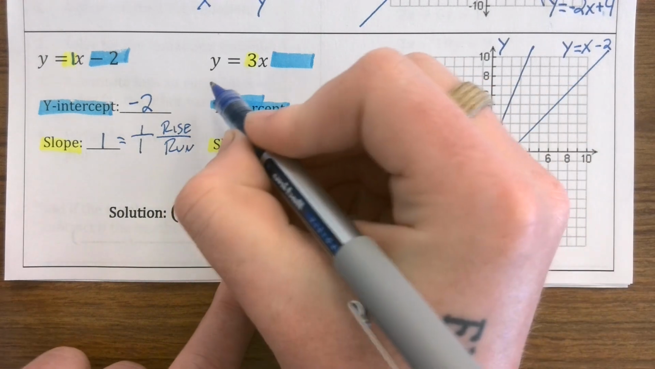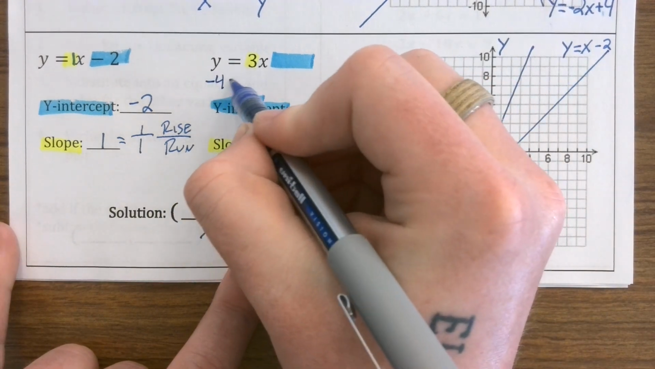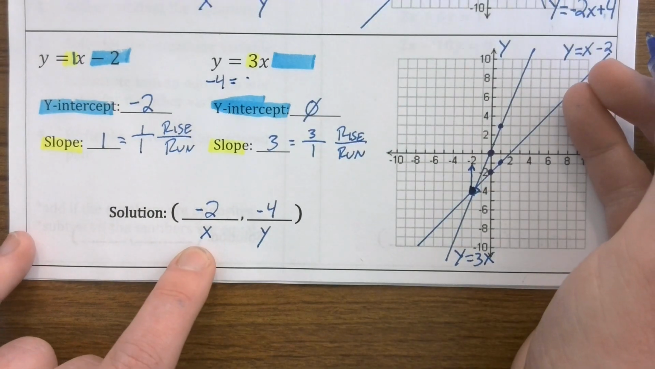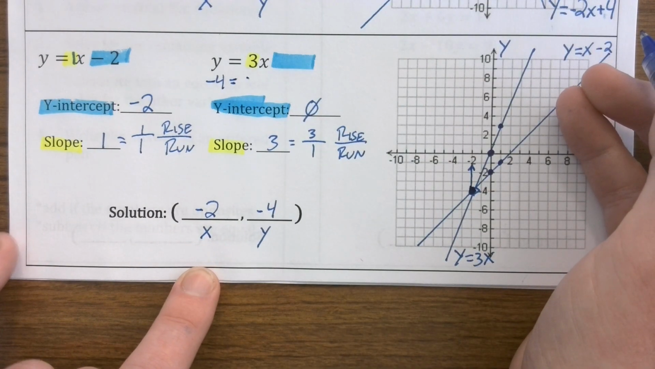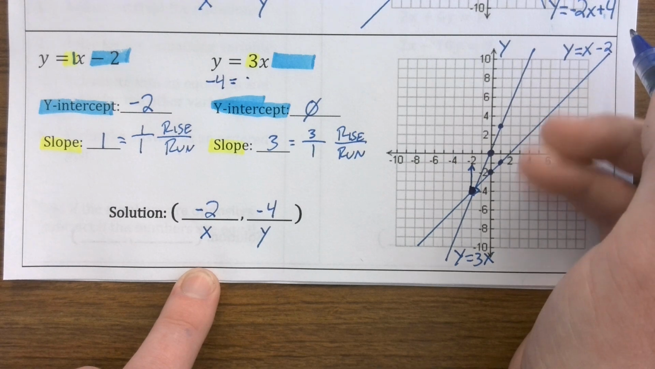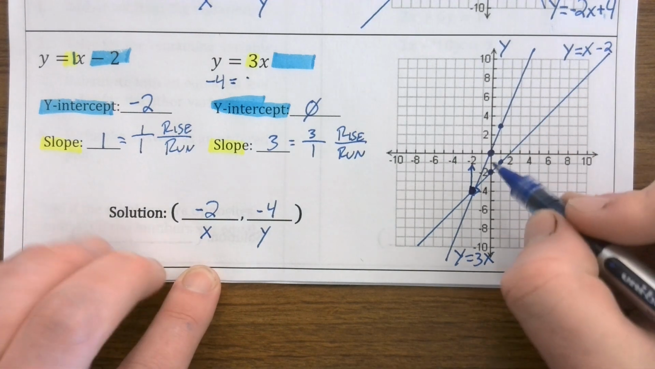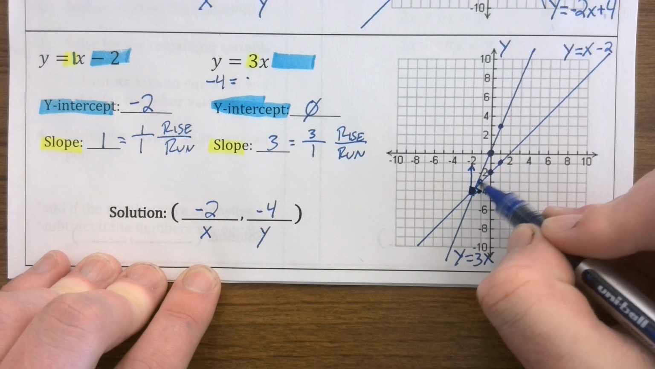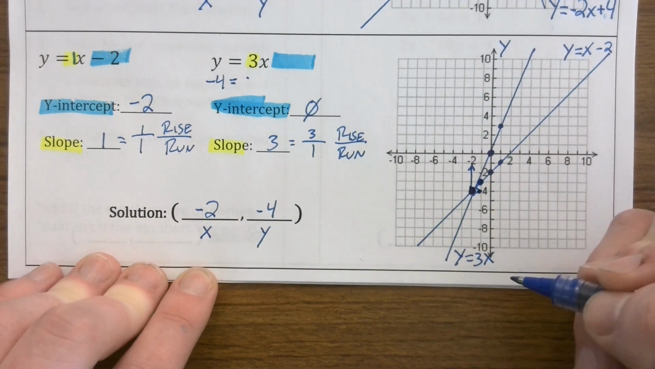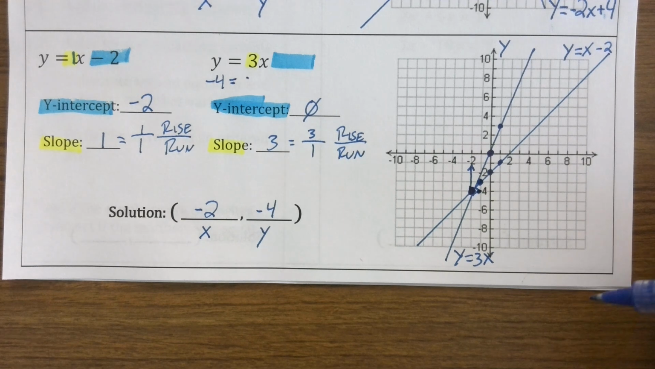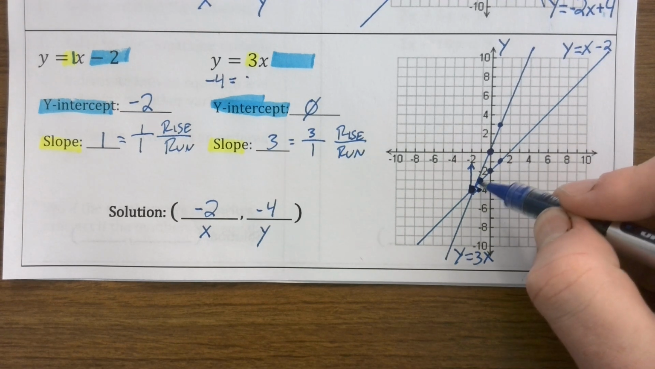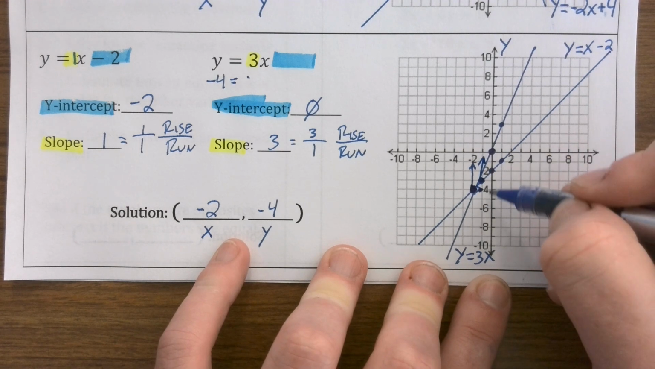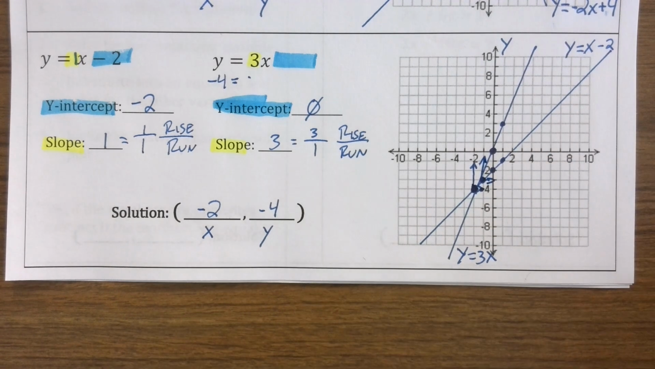So if y is -4, oh, this should be -1, -3. Actually, I messed that up. I drew my line incorrectly. This is the intersection right here at -1, -3. My bad.